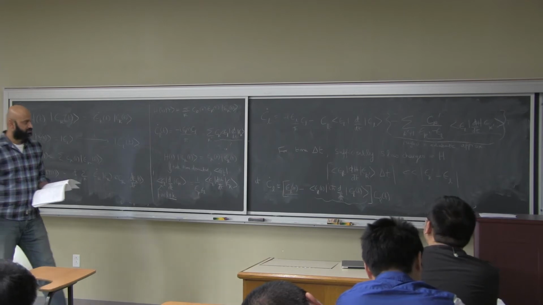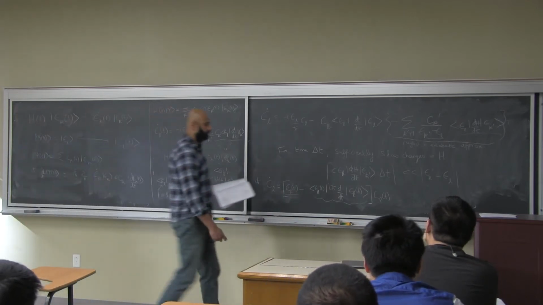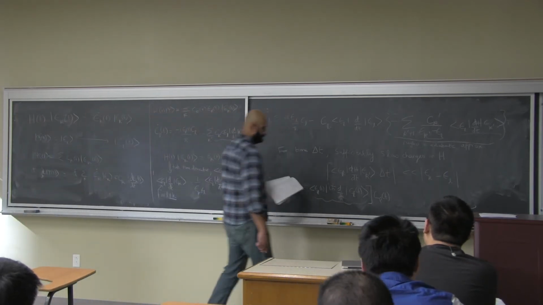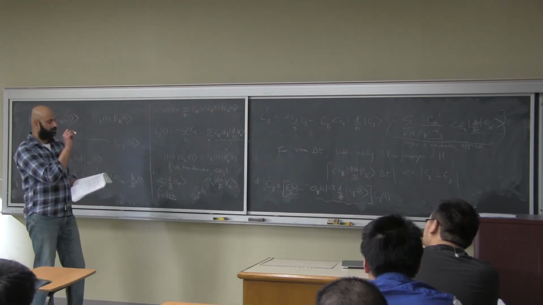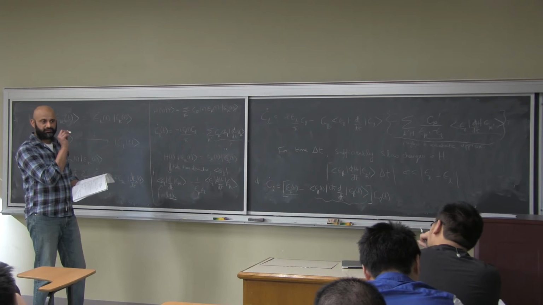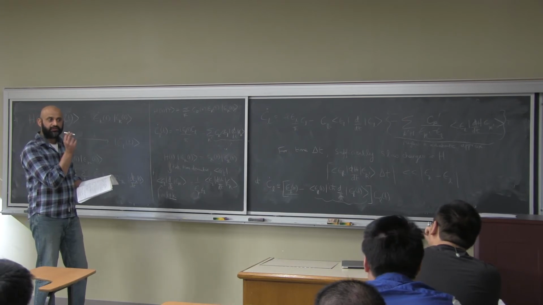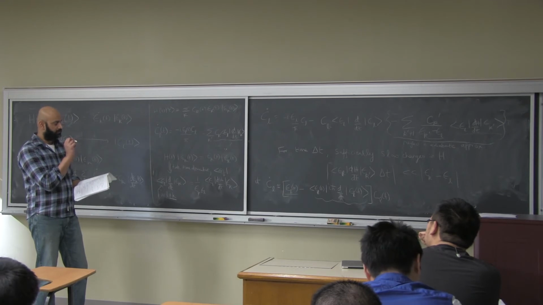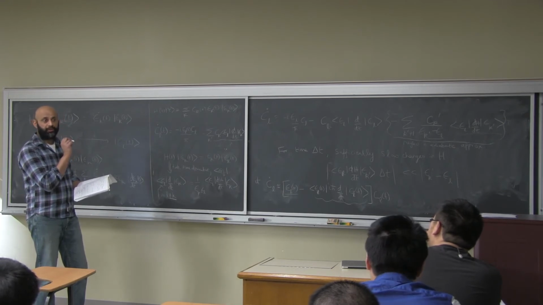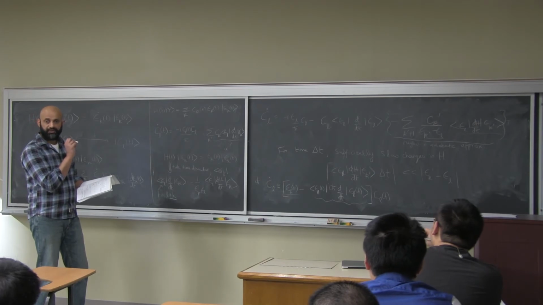Notice that this phase factor over here sort of represents how much the basis state itself is tilting with respect to the original one at any time. So this is what is known as a geometric phase, or a Berry phase.